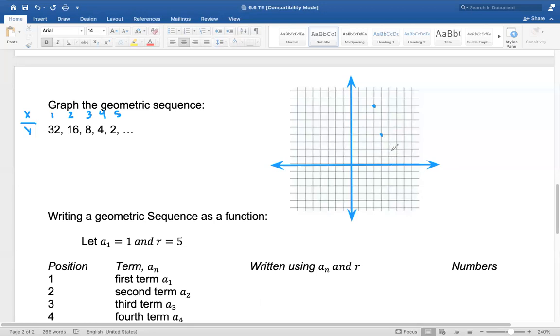So 5, 2. I'm going to keep doing this pattern a little bit. The sixth term, if we keep multiplying by 1/2, is going to be a 1. And then the one after this is going to be a 1/2, since 1 times 1/2 is 1/2. So it gives us a better picture. Now I can connect these, and you can see that these are just like the exponential functions that we graphed before.